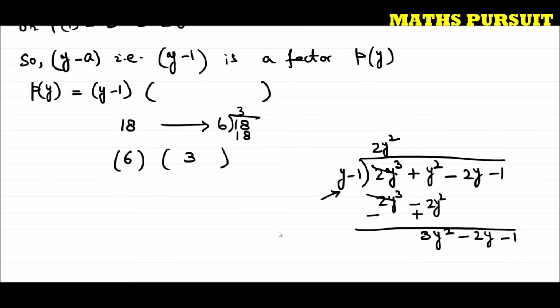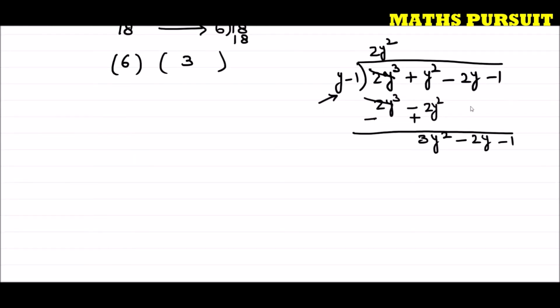Now again we need to check. What should I multiply to this y, so that I can get 3y to the power 2? Again the answer is very simple. If I multiply plus 3y with y, I am going to get 3y to the power 2, and 3y into minus 1 is minus 3y. Again we are going to subtract it, the symbols change, plus 3y to the power 2 minus 3y to the power 2 cancels out, and we are left with minus 2y plus 3y, which is only y minus 1.